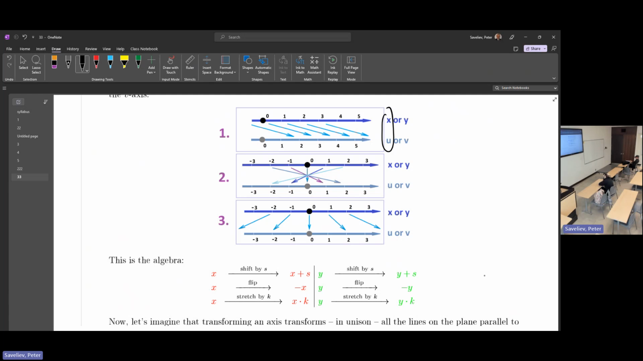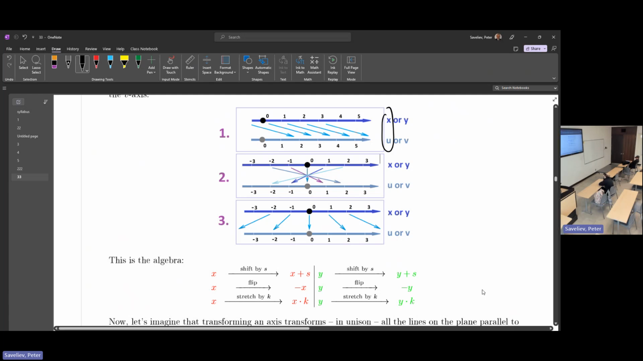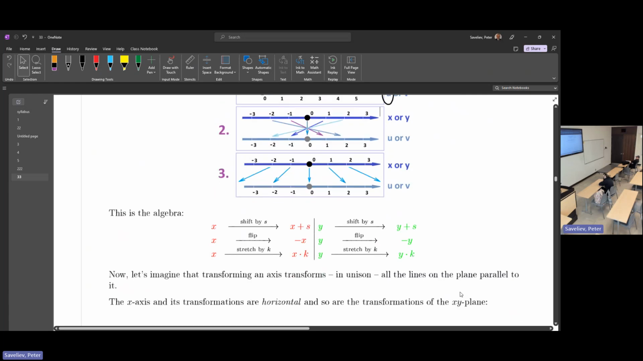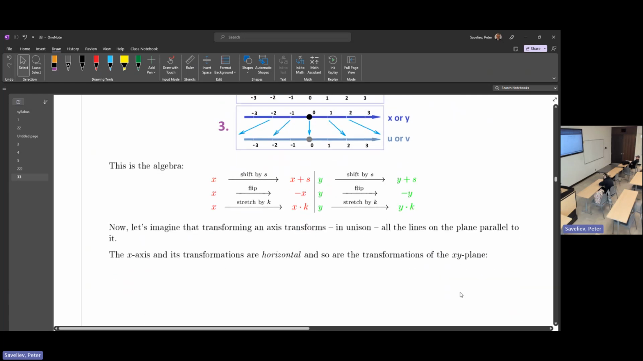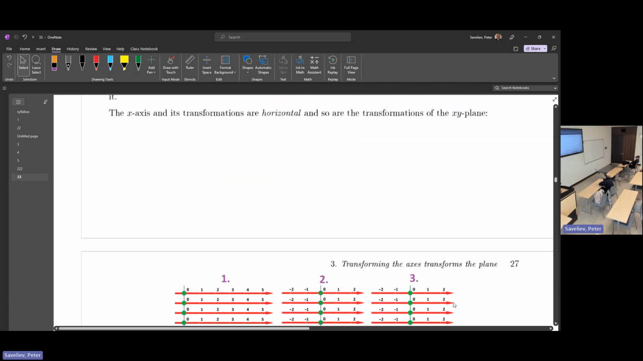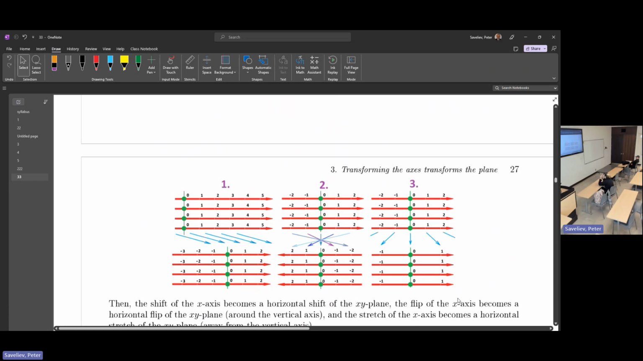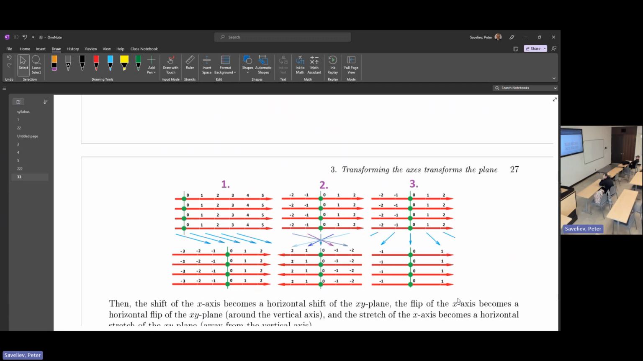So altogether we have three and three. If we start combining them together, we have already a bunch of transformations to worry about. But we do it one at a time, so one of them will be a horizontal transformation, and the other a vertical transformation. Three horizontal, three vertical. Naturally, we're not transforming just the x-axis, but also every line parallel to it.